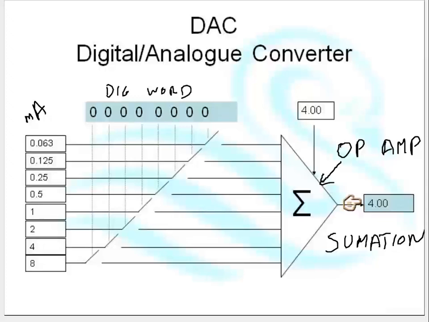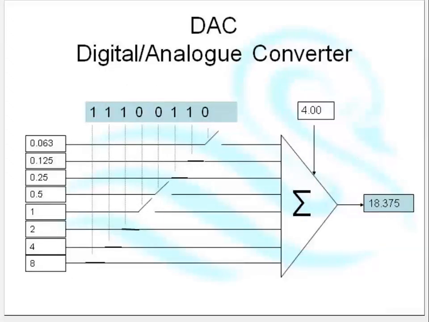Okay, what I'm going to do is stick a different digital word in. Now, I've got a different digital word. Everywhere where there's a 1 on my digital word, the corresponding switch is closed. So I've got a 1 there and the switch is closed. I've got a 1 there and the switch is closed. I've got a 1 there and the switch is closed. And a 1 and the switch is closed. And whenever I've got a 1, the milliamp value passes through.